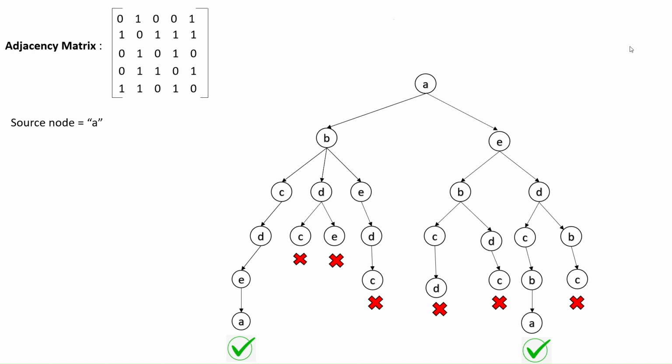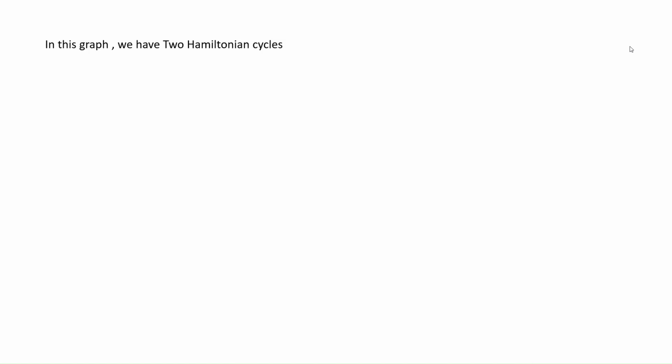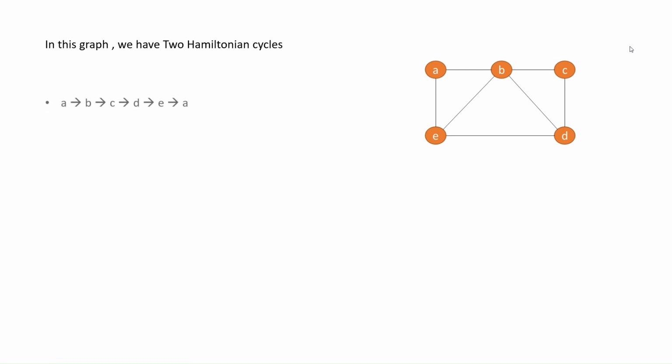This is the complete Hamiltonian problem using backtracking technique. In this graph, we have two Hamiltonian cycles present. Let us see what they are. One is we start with A, then go to B, then go to C, then go to D, then go to E, then return back to A vertex. Another one is start with A and again go to E and go to D and go to C, then go to B, return back to A. These are the two solutions.